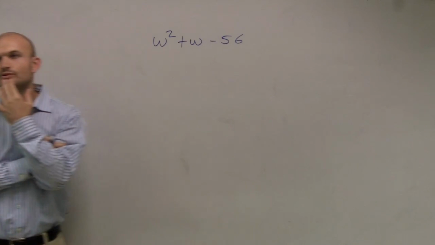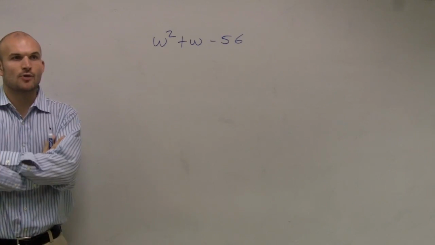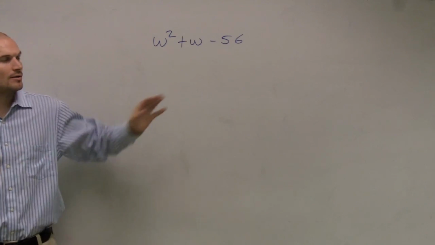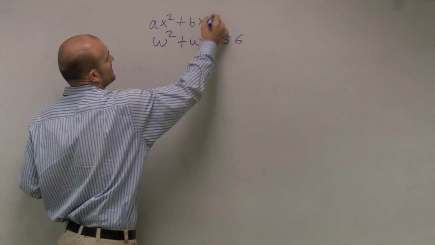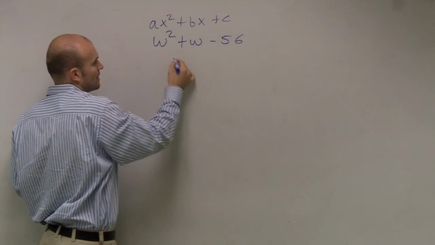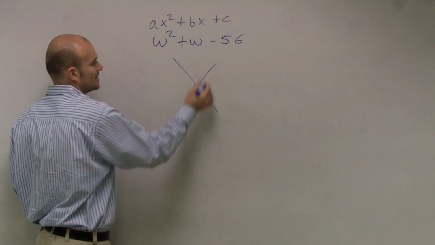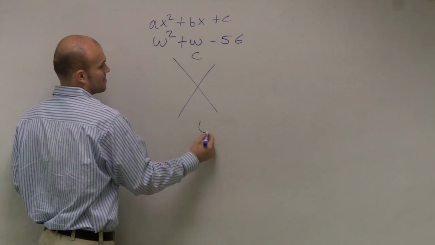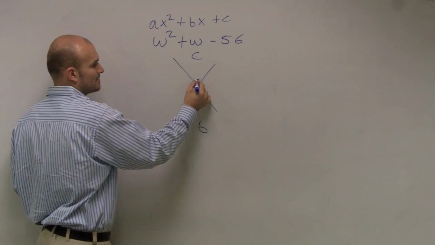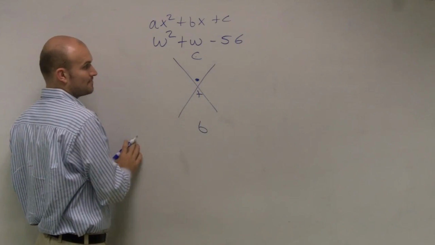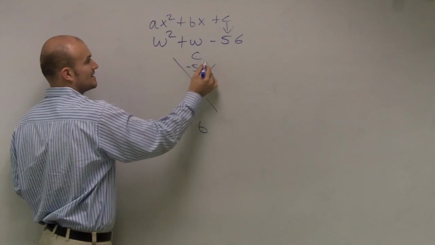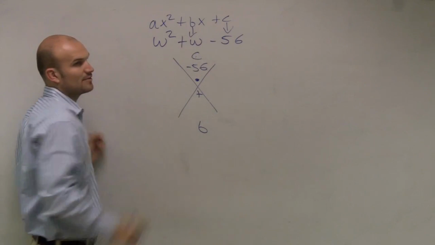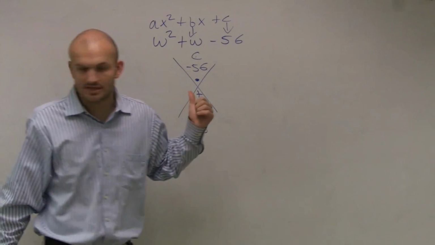So remember, guys, when you're doing these problems, there's a couple tips and tricks I want to help you out with. Remember, we've got to remember the quadratic form, ax squared plus bx plus c. So when I draw my little diamond here, I have my c on top, my b on bottom. C I'm going to multiply, b I'm going to add. My c is the negative 56, and my b is the number in front of my w. Now we don't see a number in front of there like we usually have.